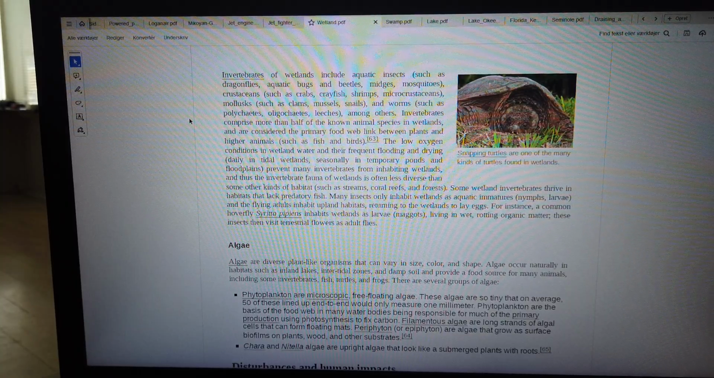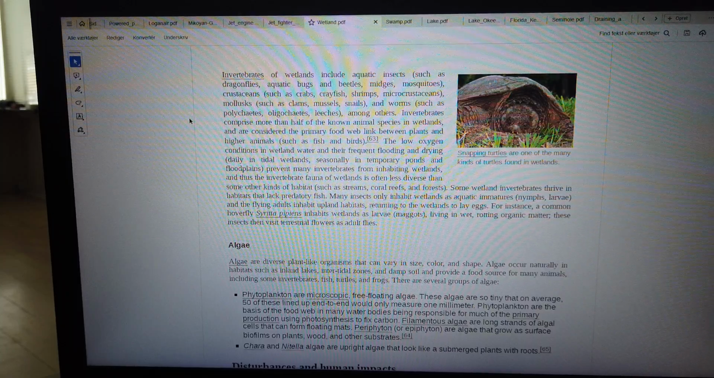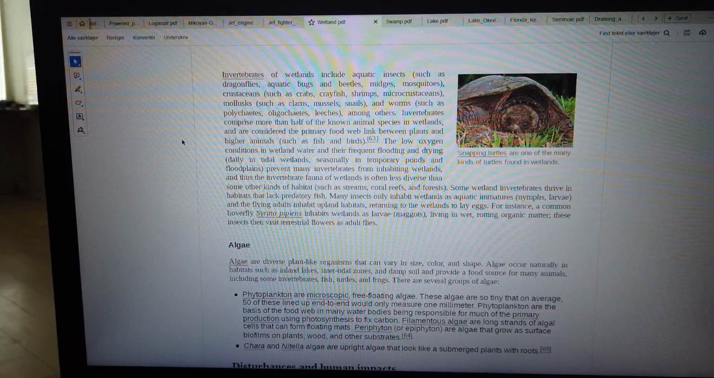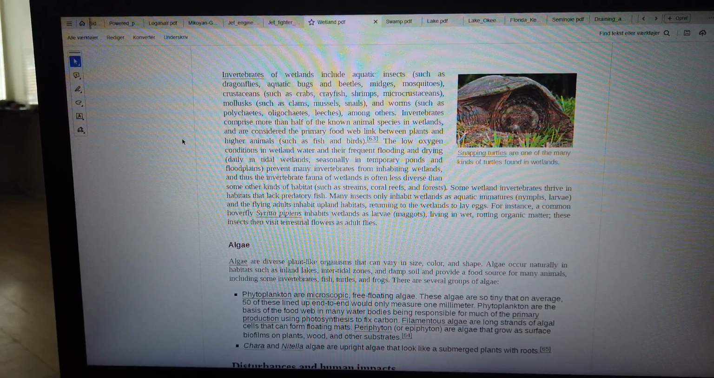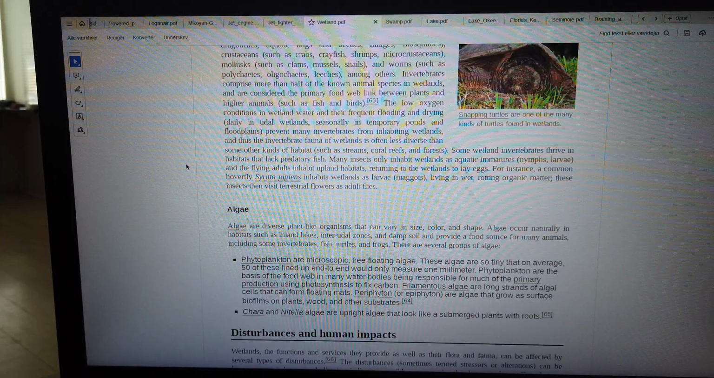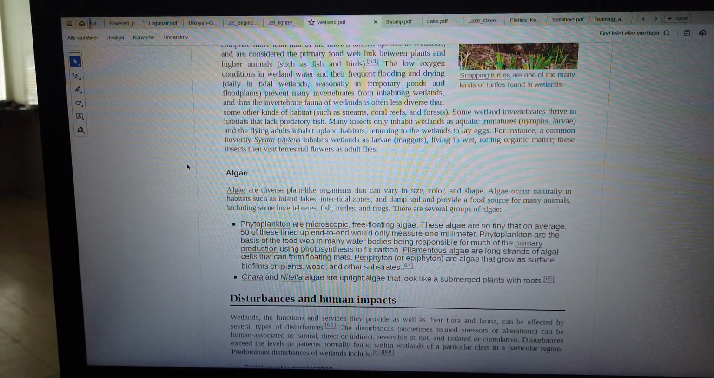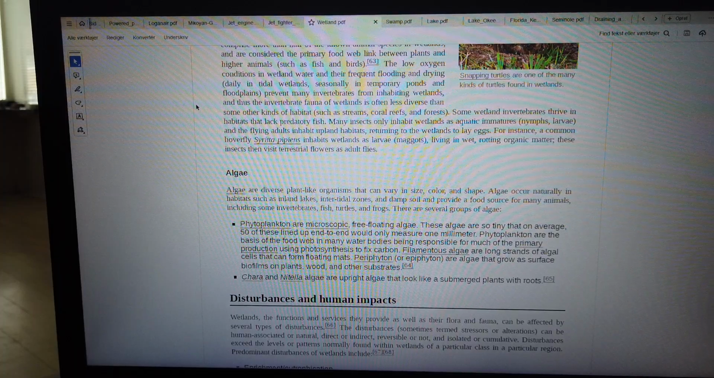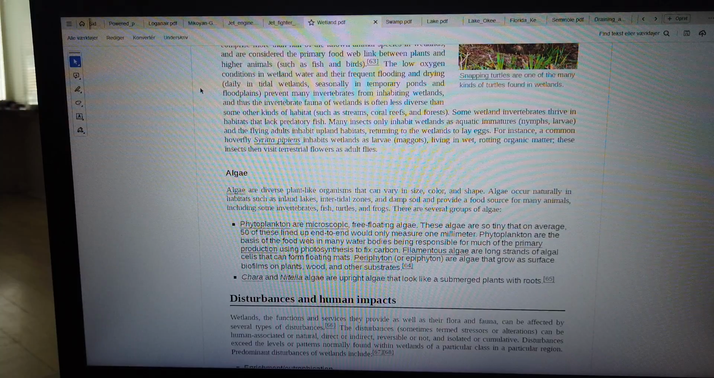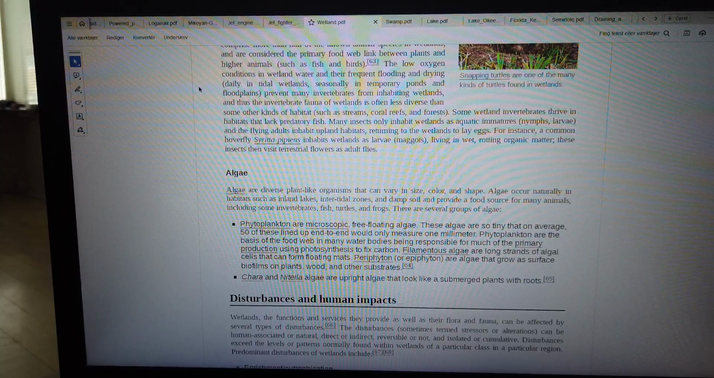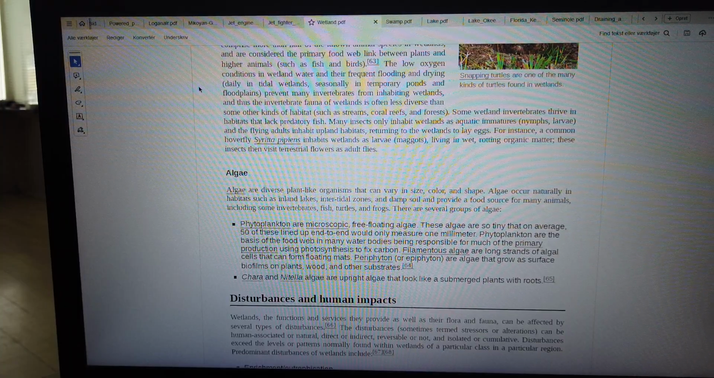The low oxygen conditions in wetland water and their frequent flooding and drying, daily in tidal wetlands, seasonally in temporary ponds and floodplains, prevent many invertebrates from inhabiting wetlands, and thus the invertebrate fauna of wetlands is often less diverse than some other kinds of habitat, such as streams, coral reefs, and forests. Some wetland invertebrates thrive in habitats that lack predatory fish.